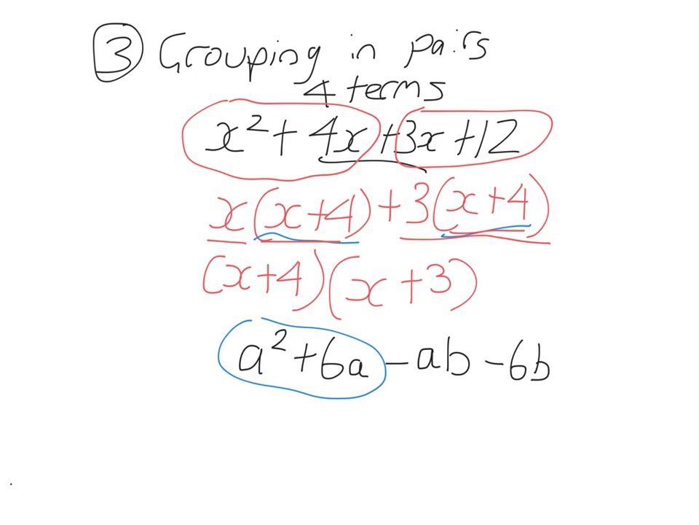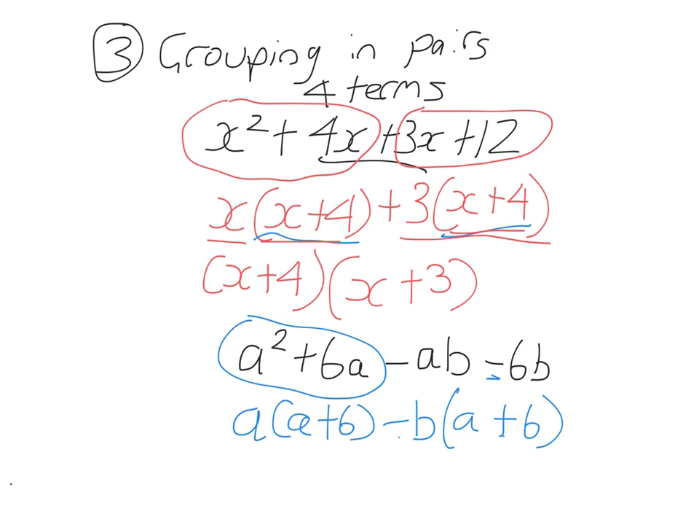So let's do the first two. The common factor is a, and then in brackets is just a plus 6. And then in the second one, I'm actually going to take out a factor of b, because it's common, but of course I'm going to take out minus b to make things easier. So what do I times by minus b to get ab? That's just a. Minus b times a gives you minus ab, and then it's a positive, because a negative times a negative gives a positive, 6.